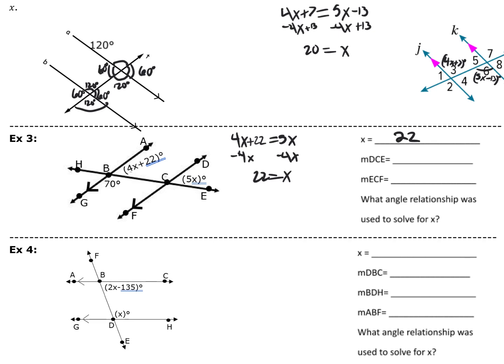Measure of angle DCE is going to be 5 times 22, which is 110. And the measure of ECF, this is a corresponding angle then to the one that we already had given to us, which is CBG, and so that would be 70 degrees. Now the angle relationship that we used to solve for x, we did corresponding angles.